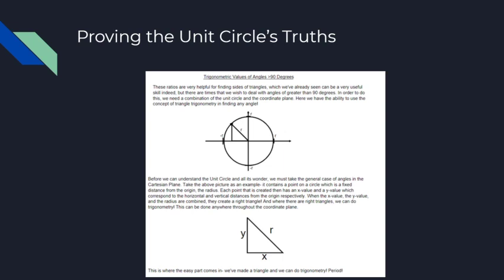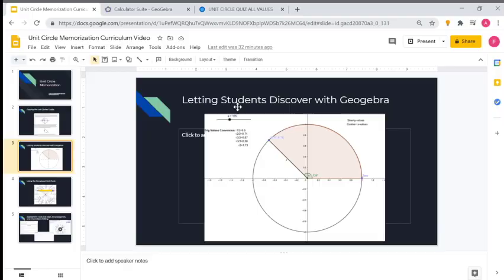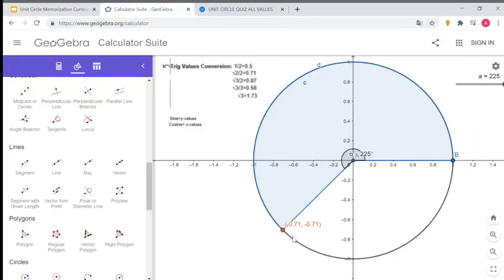And to go further with them, you can, right after you have proven that proof, let the students discover by using GeoGebra. What GeoGebra does is, in this case, allow the students to choose different angles, and those different angles will have different sine and cosine values. And you can see those sine and cosine values in the points. I'm going to demonstrate this very shortly here.